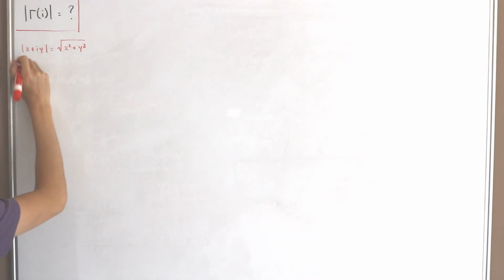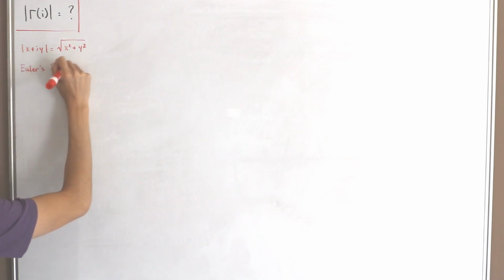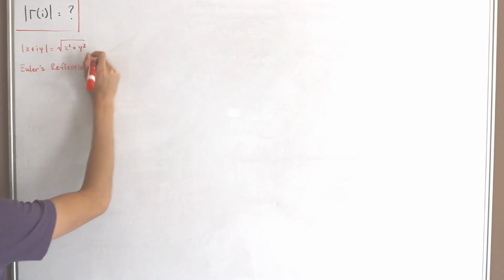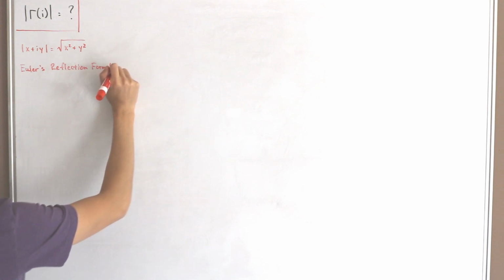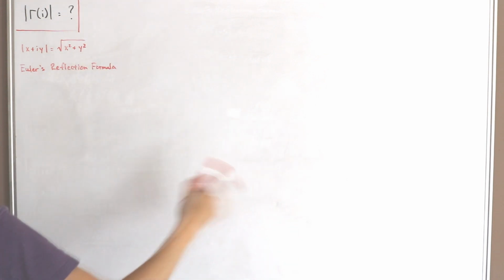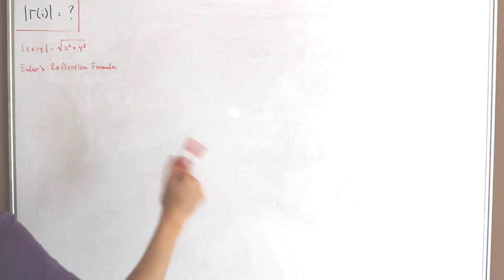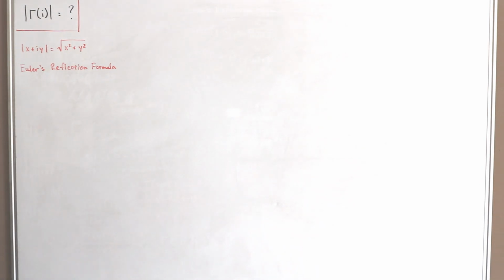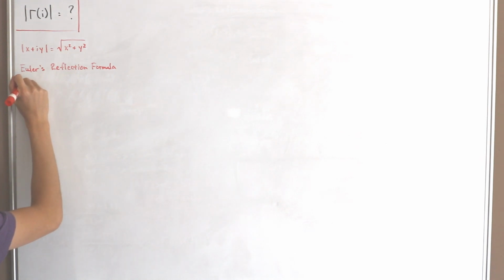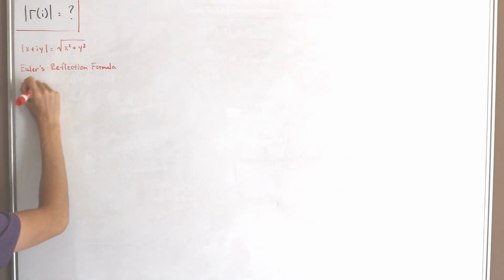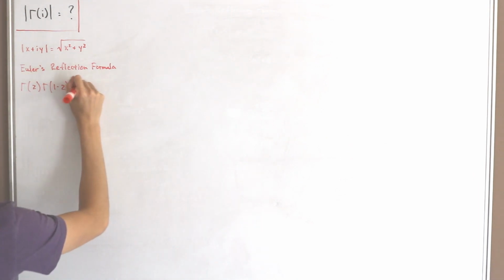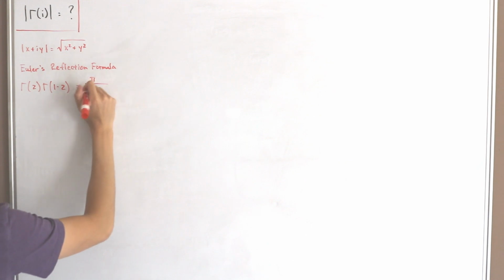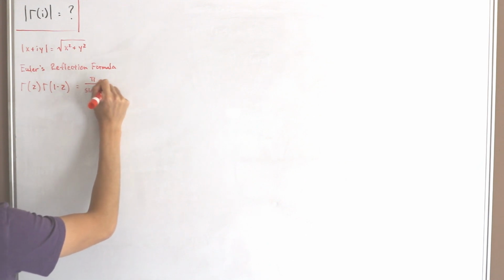The formula we'll be using is Euler's reflection formula. I used this formula in a couple of videos, but I did a video on proving the formula itself. So if you want to check that derivation, the video will be in the link in the description. The formula is defined as gamma of z multiplied by gamma of 1 minus z is equal to pi divided by sine of pi times z.